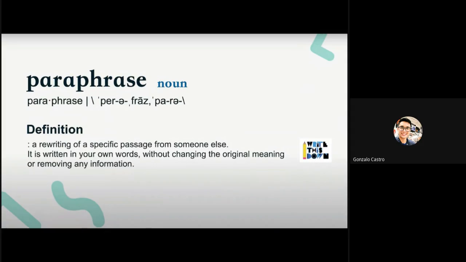So here's a definition of paraphrase, which you want to write down in your notes. You will want to understand what it means to paraphrase and how to paraphrase, not only for today's lesson, but for future assignments. So the definition of paraphrase is a rewriting of a specific passage from someone else. It is written in your own words without changing the original meaning or removing any information. Once again, make sure to write this down in your notes because you will need to understand what it means to paraphrase for today's assignment and also for future assignments.